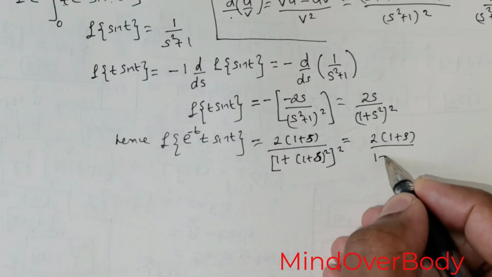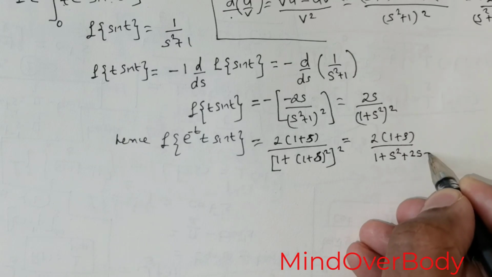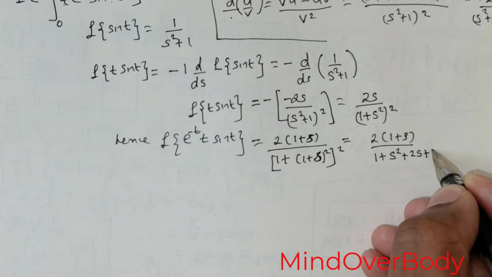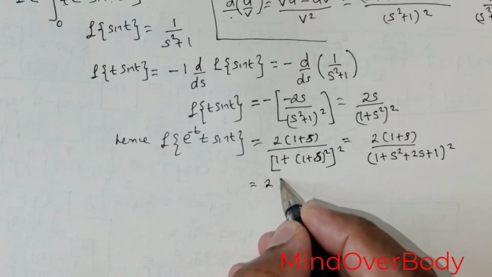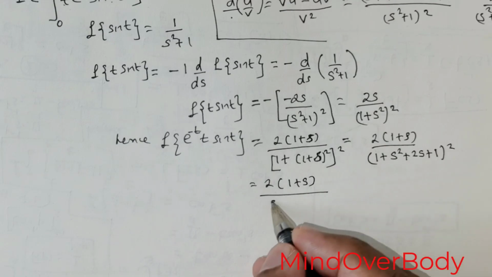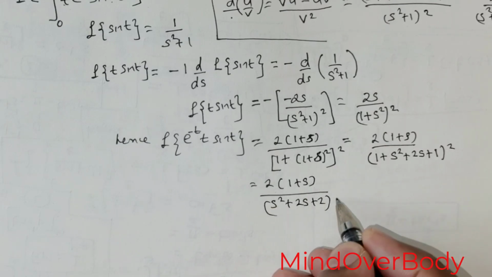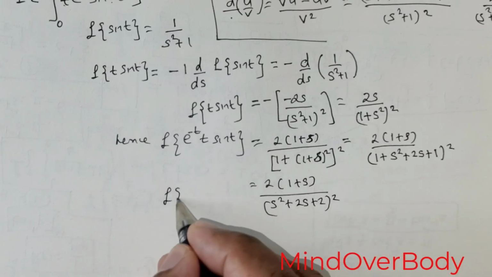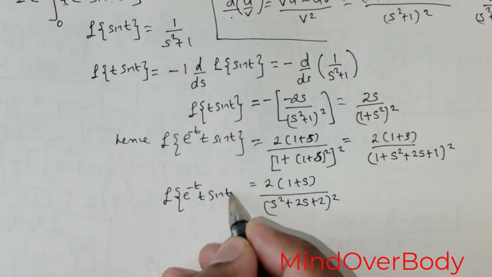So when I expand it, (1 plus s) squared is going to give me s squared plus 2s plus 1, raised to the power of 2. This is equal to 2 times (1 plus s) divided by (s squared plus 2s plus 2) raised to the power of 2. This is my Laplace transform of e^(-t) times t times sin t.